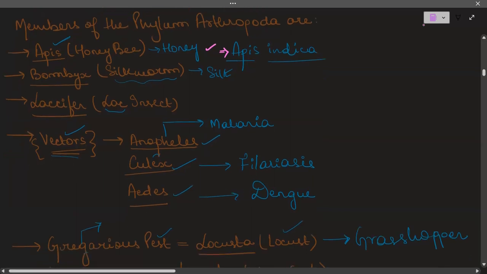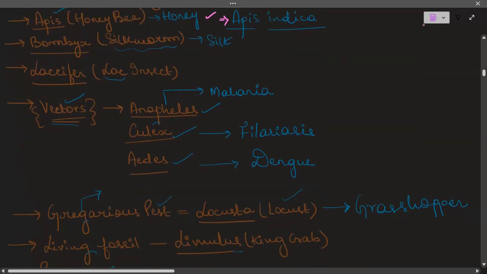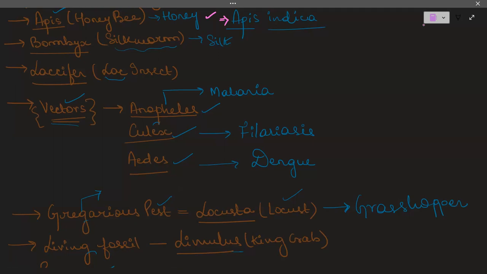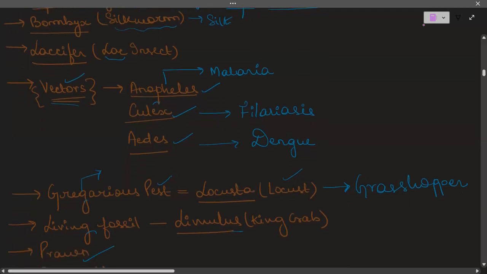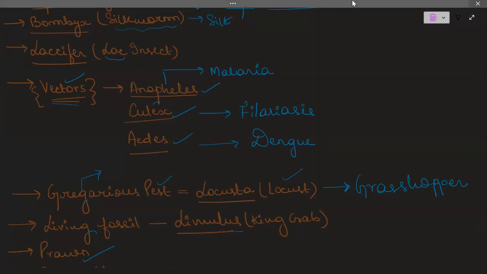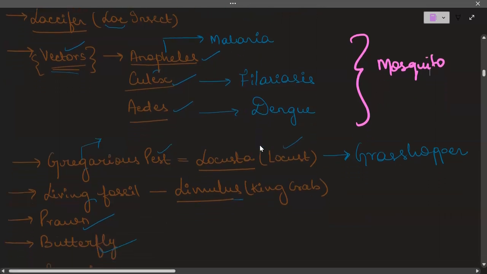Then some of the members of phylum Arthropoda also act as vectors. Vectors are the ones that carry the parasite or the organism for diseases, such as Anopheles, Culex, Aedes. All of them are mosquitoes. These are the mosquito species, and mosquitoes are the vectors of diseases. Anopheles is a vector of malaria. Culex is a vector of filariasis, and Aedes is a vector of dengue.